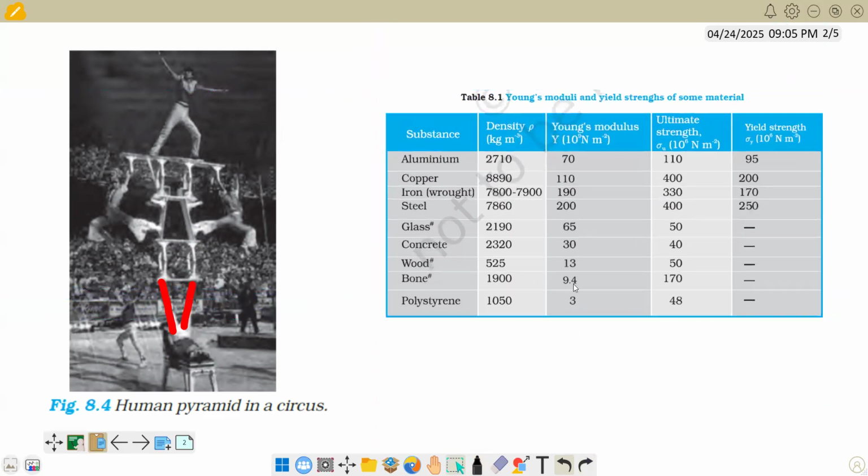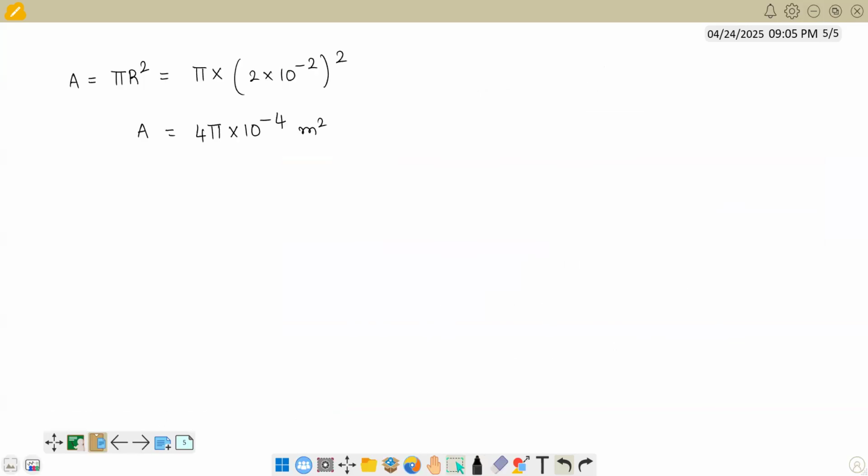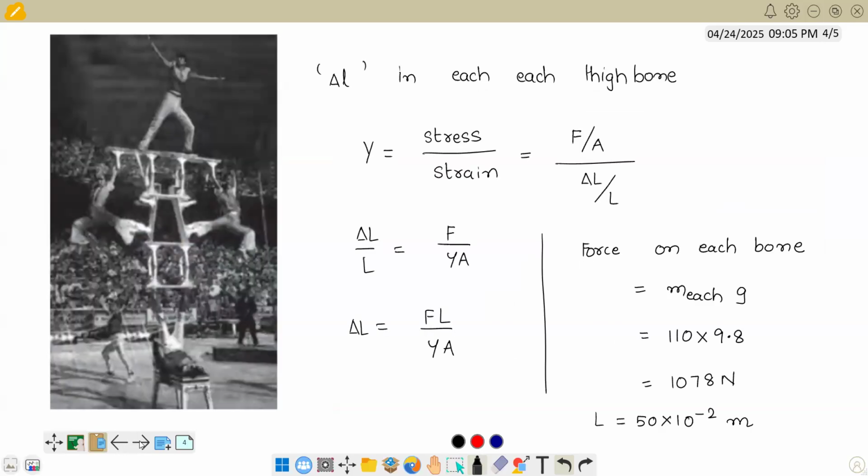So for a bone, it is 9.4 into 10 power 9. Since it is 9.4 into 10 power 9, let us take that value. So Y equals 9.4 into 10 power 9 Newton per meter square. Now substitute everything and we'll get our answer.